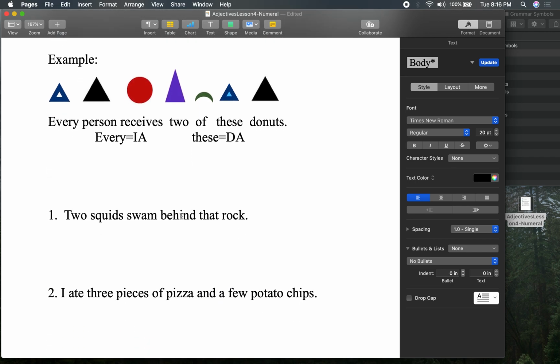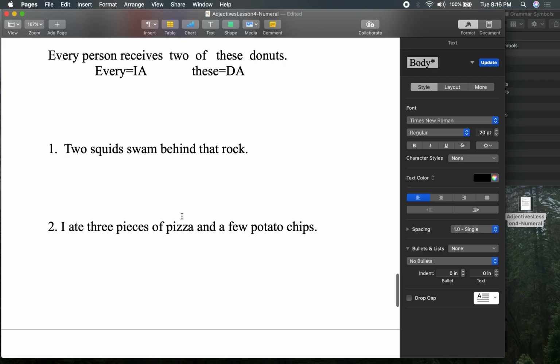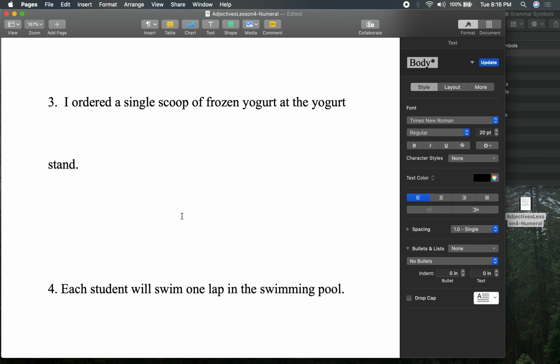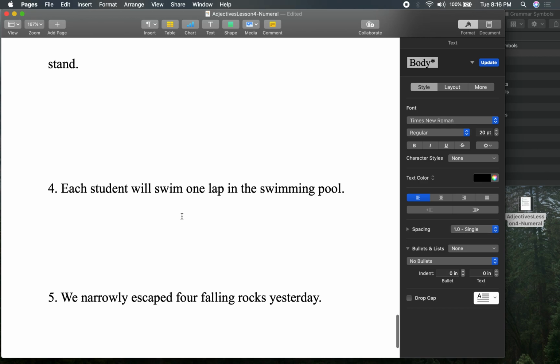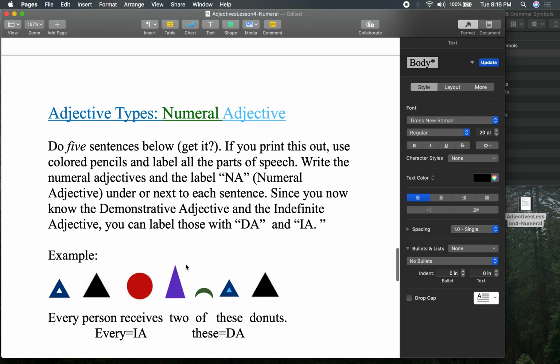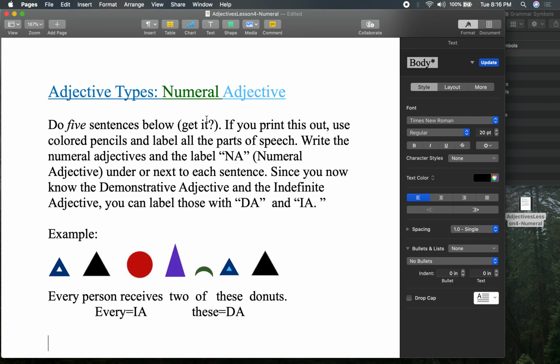2 squids swam behind that rock. I ate 3 pieces of pizza and a few potato chips. I ordered a single scoop of frozen yogurt at the yogurt stand. Each student will swim 1 lap in the swimming pool, and we narrowly escaped 4 falling rocks yesterday. There you have it. So I'm going to check this out with 2 here. That is something I want to think about.